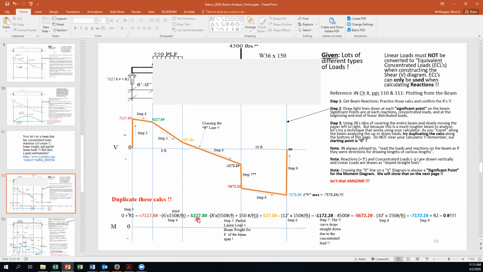Now, 7127.8 minus 900 pounds gives that value of the shear curve. That green number is that green number. Everybody with me up to date? Yes. Thank you.